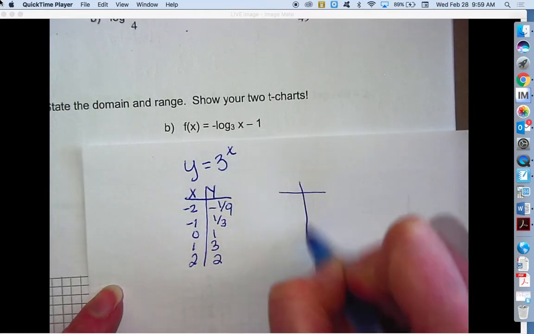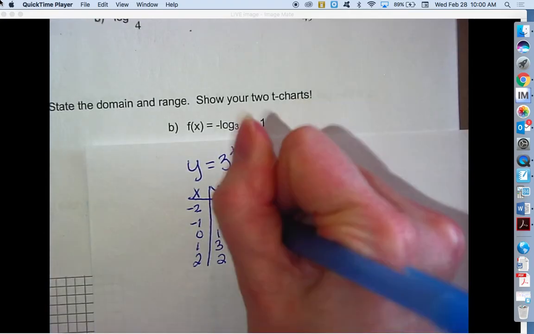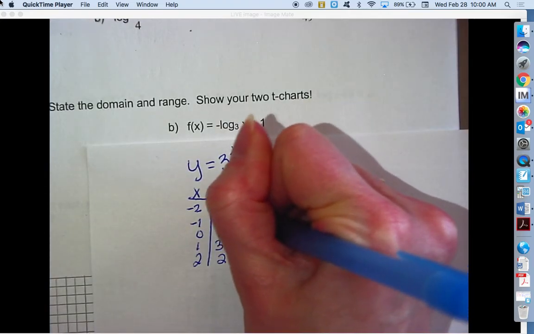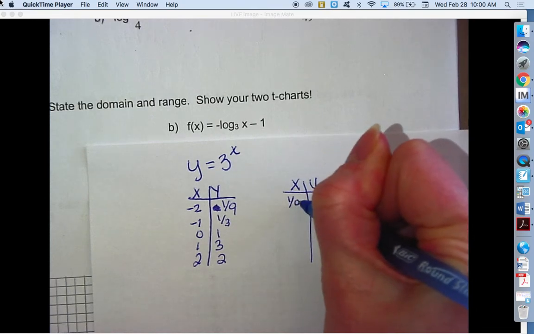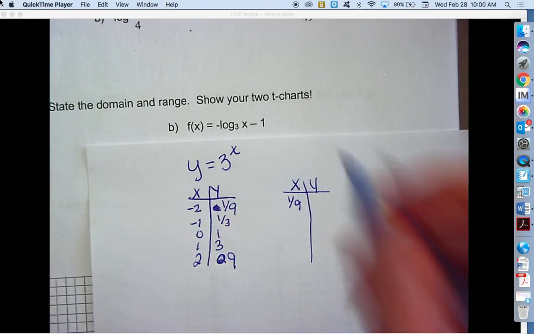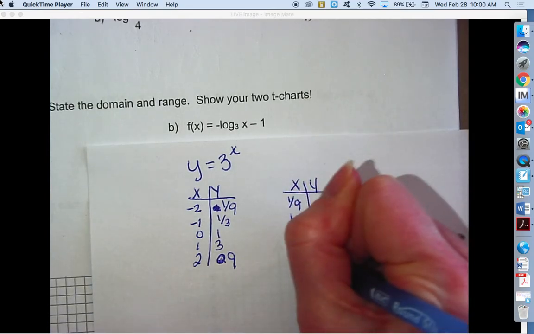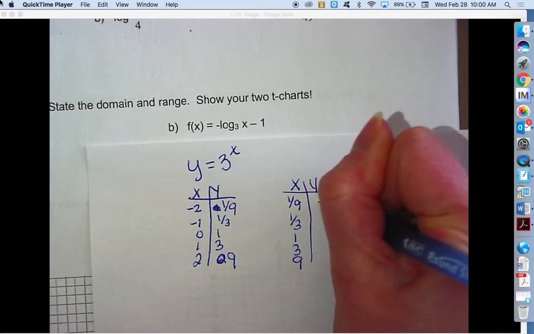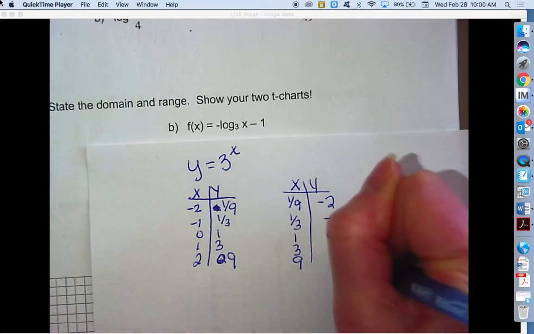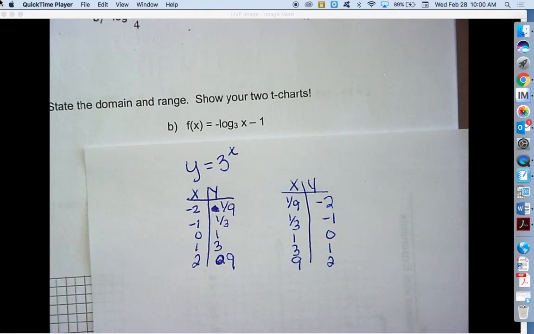Okay, so Izza, just kind of talk about how to get an exponent. What do you do if you have an exponent to get a log? You flip the numbers. Okay, so I'm going to flip the numbers. This is a 1/9, not a negative. Should the 2 be a 9? Oh, yeah. Okay, so we have 1/9, 1/3, 1, 3, 9. And then we have negative 2, negative 1, 0, 1, 2. So that would be what you should have done for letter A.